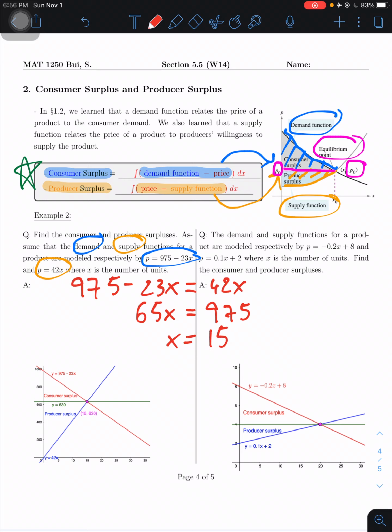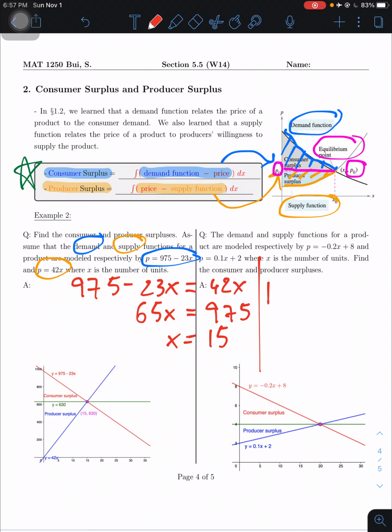Is that all we need? Is that the price? No, right? x is a unit. So we know that the unit of the equilibrium point is 15. But what is the price? We need the price, right? So what we're going to do is plug 15 into either the demand function or the supply function. Okay? So in here, I'm going to go with the supply function because it's shorter.